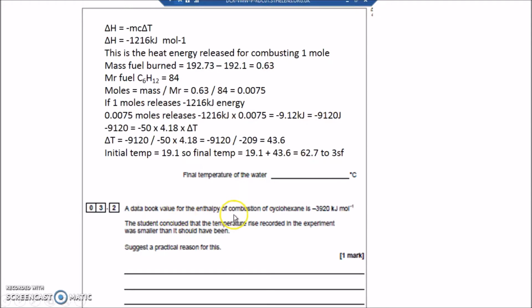A data book value for the enthalpy of combustion is minus 3920. The student concluded the temperature rise recorded in the experiment was smaller than it should have been, suggest a practical reason for this. So the enthalpy change should be higher than it is. The reason is that you've got heat loss to the surroundings. Other reasons are that the fuel didn't fully combust, incomplete combustion, and the beaker might heat up as well, absorbing some of the heat instead of that being registered on the thermometer.